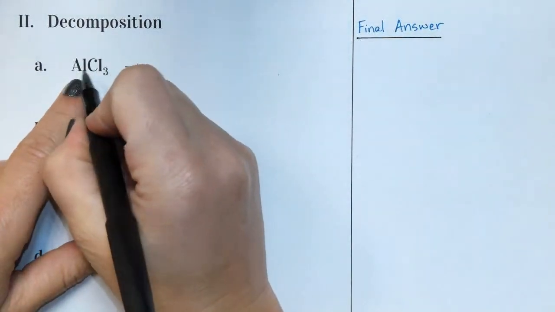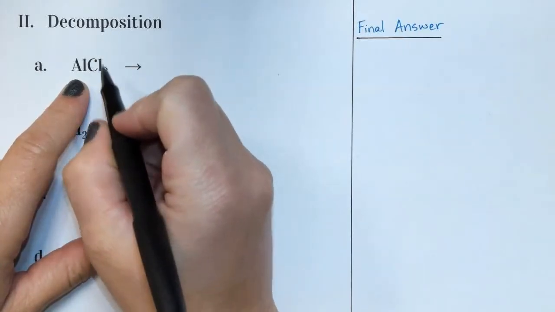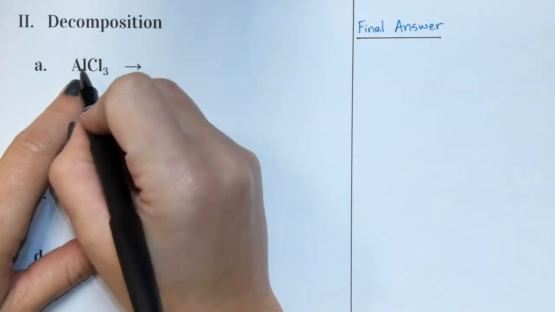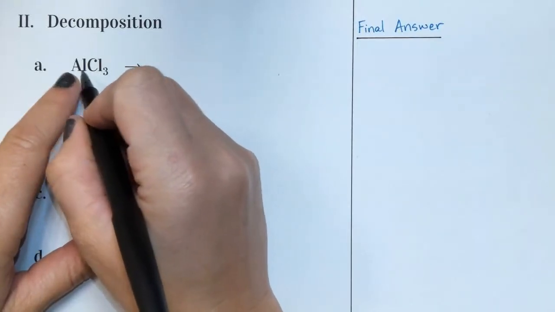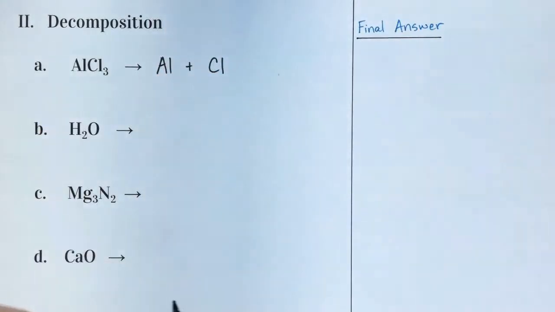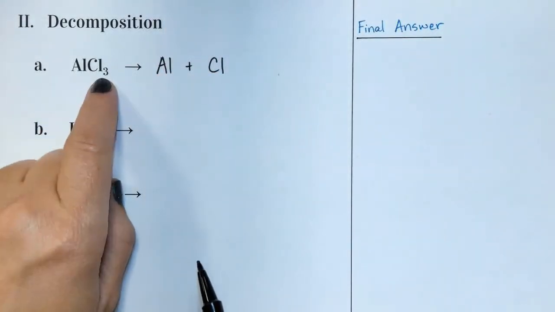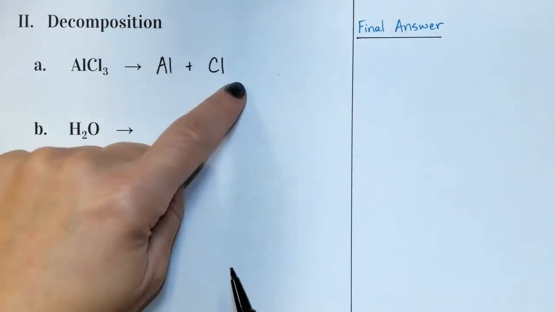First we have AlCl3, aluminum chloride. Decomposition is only going to have one reactant, and in this case we're going to take the metal and non-metal and separate them. So we're just going to write aluminum plus Cl for chlorine. Do not use subscripts from the left on the compounds on the right. We do not transfer subscripts.